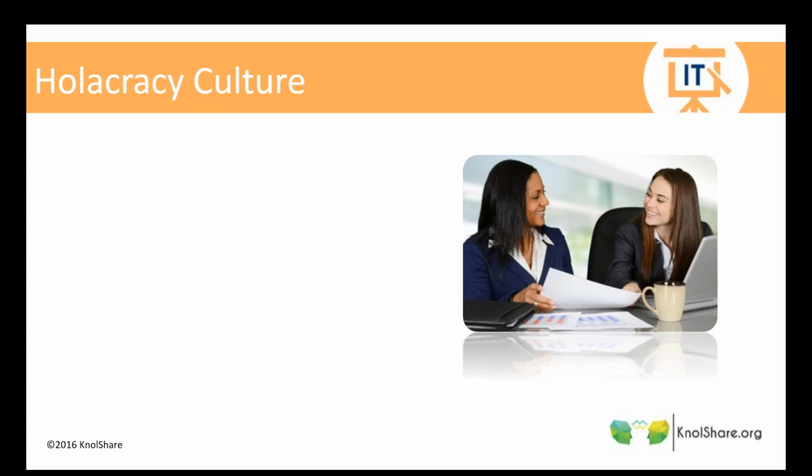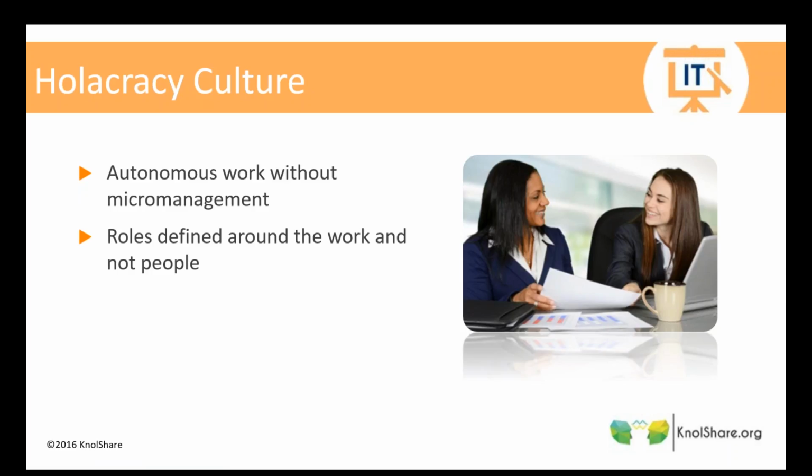Everyone in the organization owns the responsibility to get work done based on assigned roles. So the attributes of a culture or company practicing holacracy begin with the simple idea that there's autonomous work without micromanagement. When we talk about self-organization in the agile space, roles are defined around the work and not people. So if there's work to be done, then you find the right people to get that job done, as opposed to assigning someone and saying, hey, you're assigned this duty.